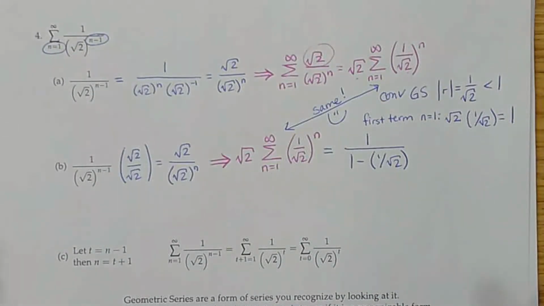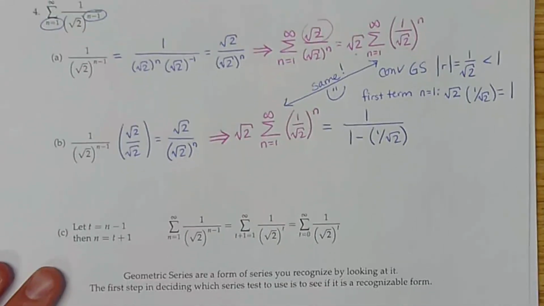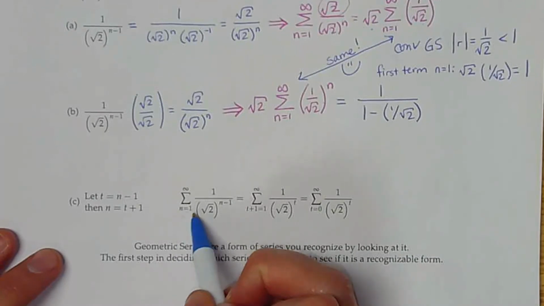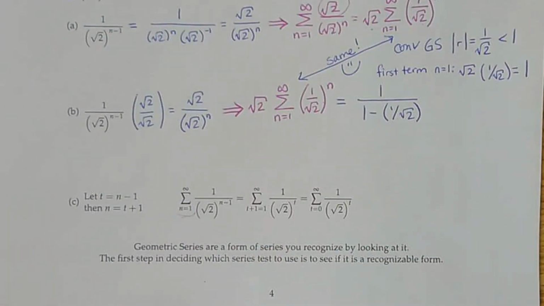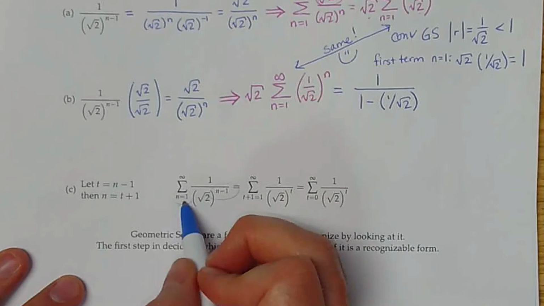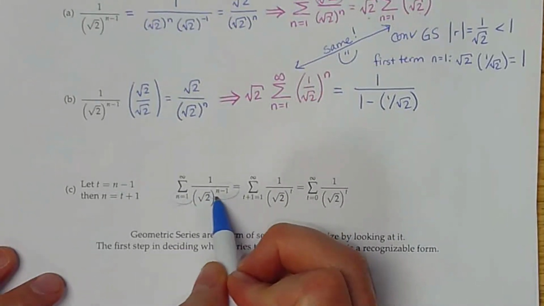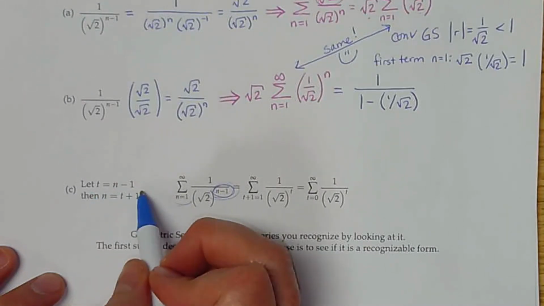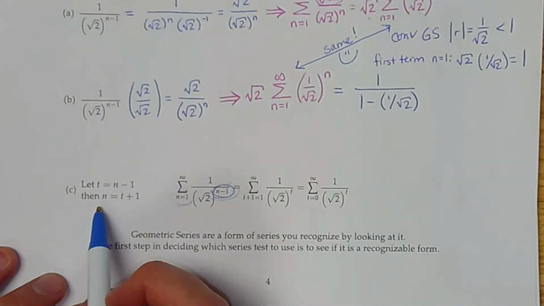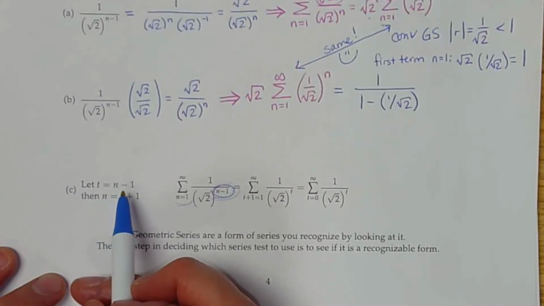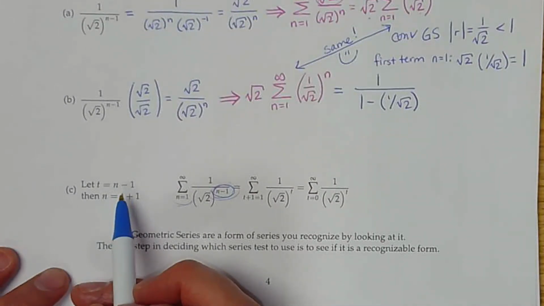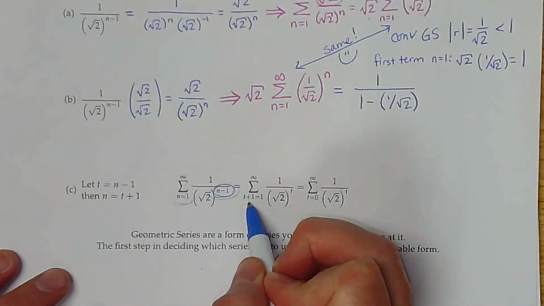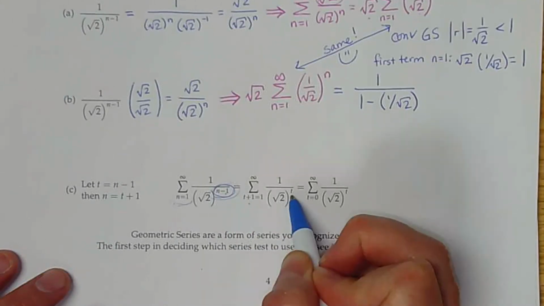Both techniques work. Here's a third technique, and if you go on to differential equations, I use this trick quite a bit there. I really want this to be to the n, and I'd like this to start at 0. So what I'm going to do is replace this n minus 1 exponent with a t. I'm going to let t be equal to n minus 1, which tells me that n is equal to t plus 1. So I just solved this for n, and then I made some replacements here. I replaced n with t plus 1, and I replaced the n minus 1 with the t.